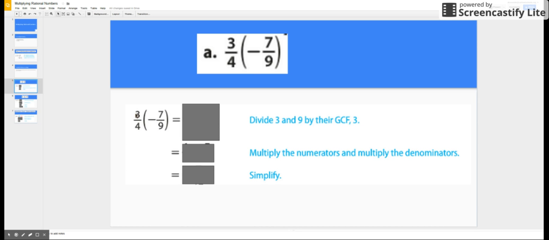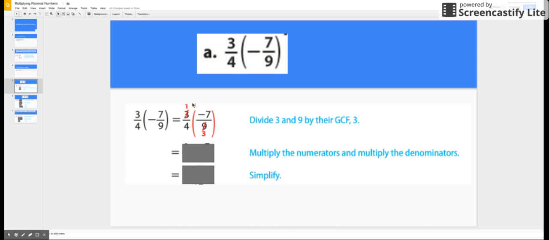I have common factors in 3 and 9. So you're allowed to have common factors across or diagonal. If there's a factor that goes in this number and a factor that goes in this number, you can cross them out and change the numbers, or simplify. So here we have 3, here we have 9. You can cross out that 3, and you can cross out the 9. The common factor that goes in 3 and 9 is 3, right?